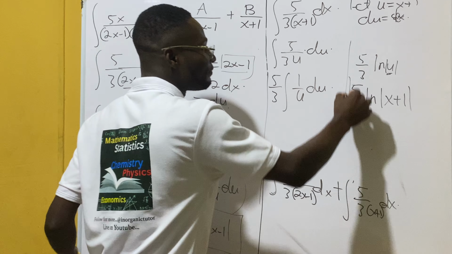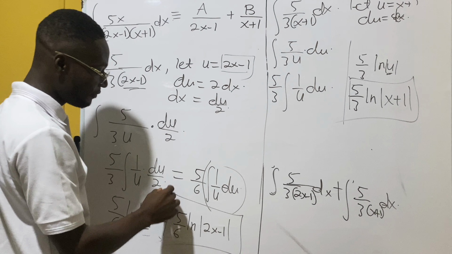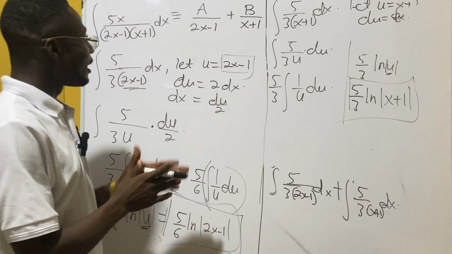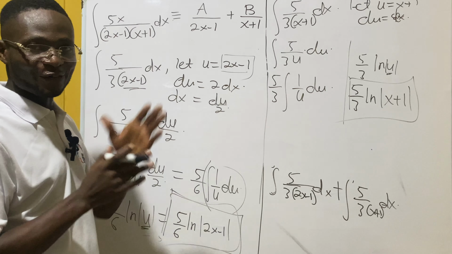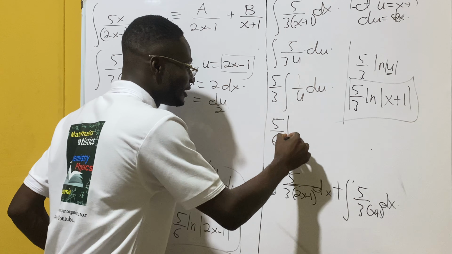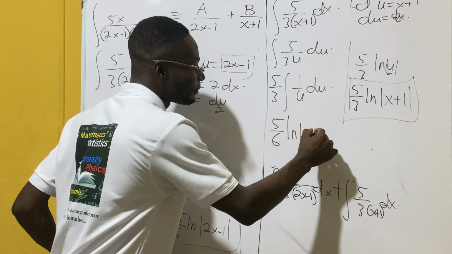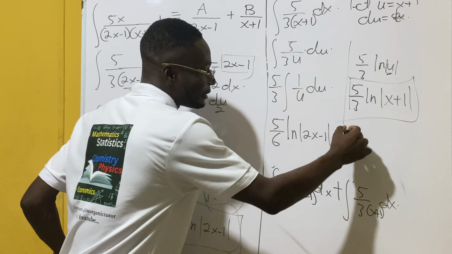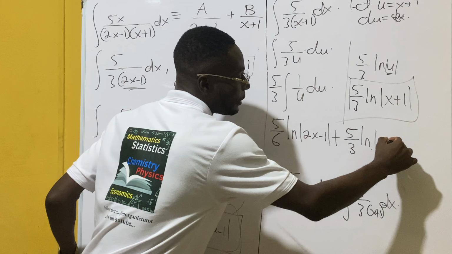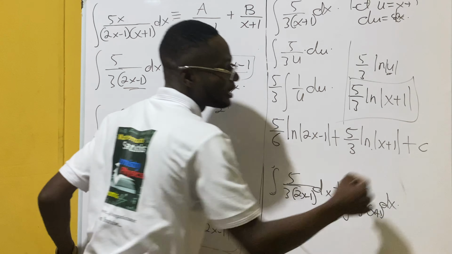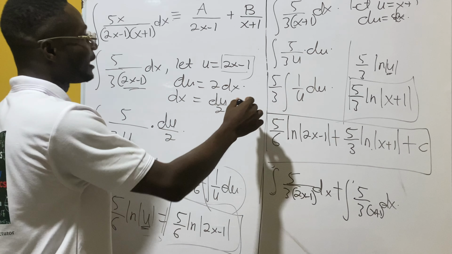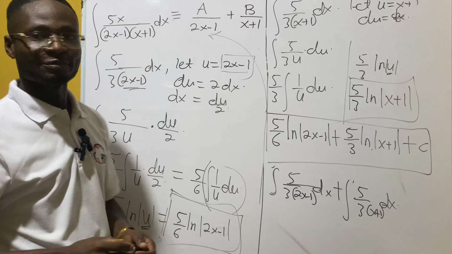Once we have this information and this information, we can combine them and have the integral for this particular problem. So we have 5 on 6 ln of 2x minus 1 plus 5 on 3 ln of x plus 1 plus our constant of integration. And this becomes the final answer to this particular problem.